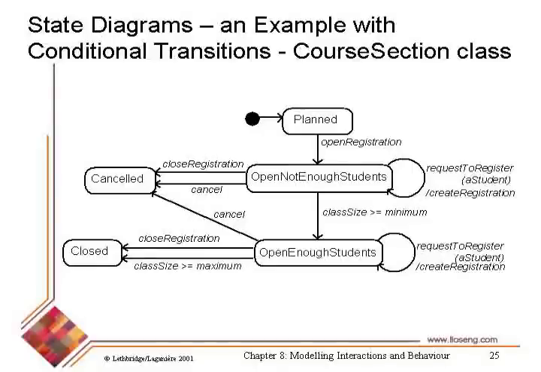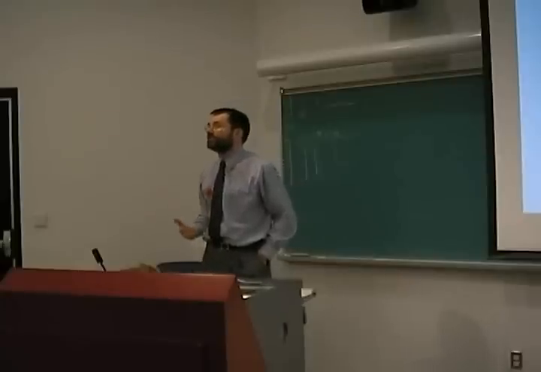So when will it ever test for class size greater than maximum? Okay, his question was, as soon as class size is maximum, we'll go to the closed state, so why do we bother to say greater than or equal to? Why don't we just say equal to? Very good point. This is a piece of safety mechanism, okay? It's a bug prevention mechanism.